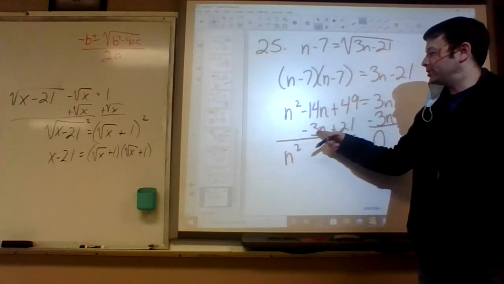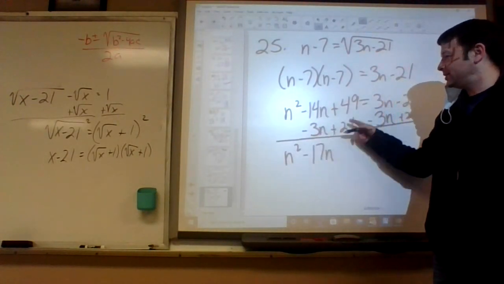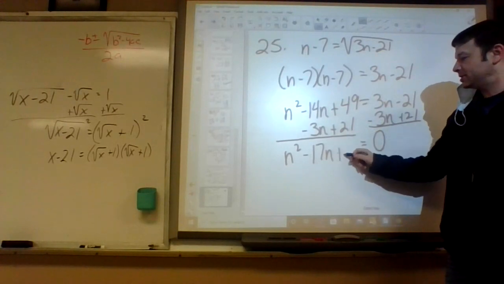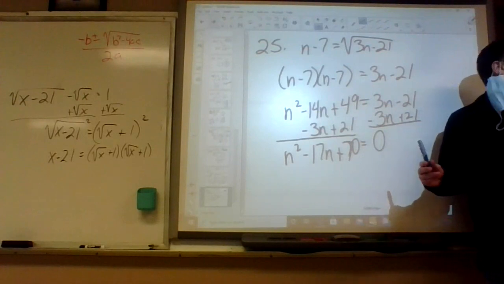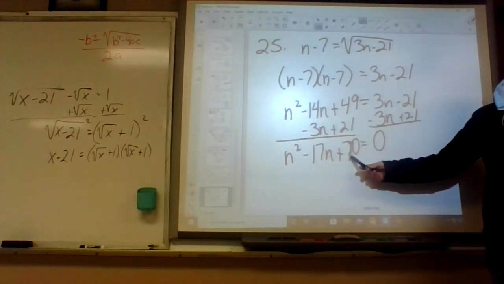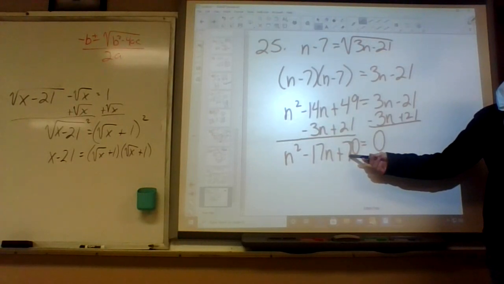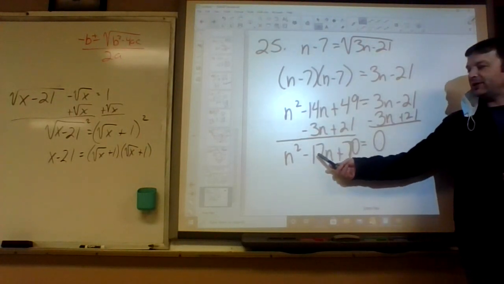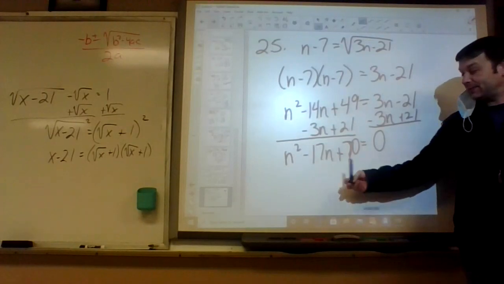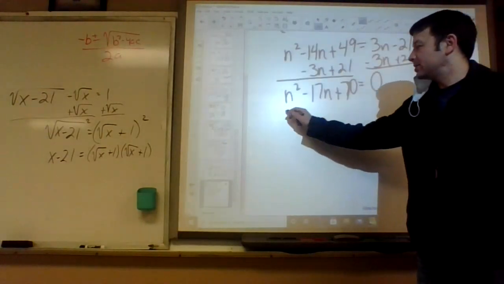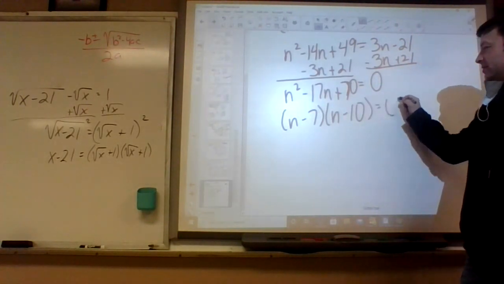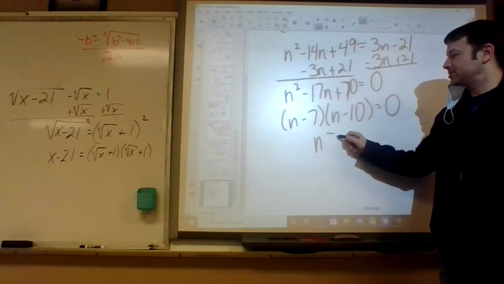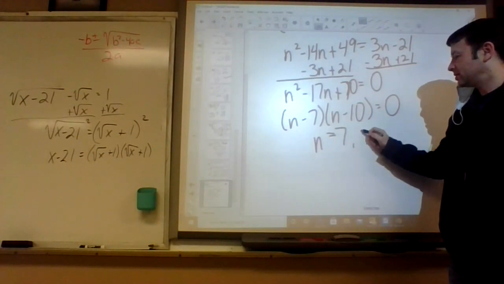Okay, negative 14 minus 3 is negative 17. 49 plus 21 is 70. What multiplies into 70? 7 and 10. How do I get it to add up to negative 17? Negative 7 and negative 10. So n minus 7, n minus 10. So n equals 7 or 10.